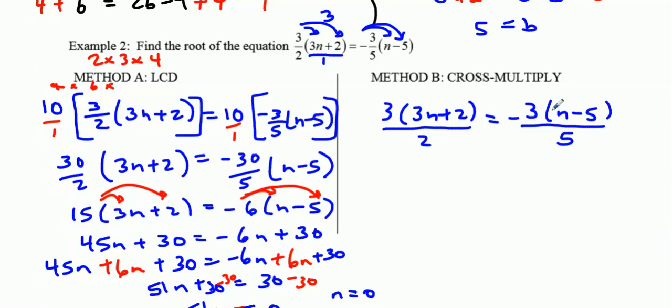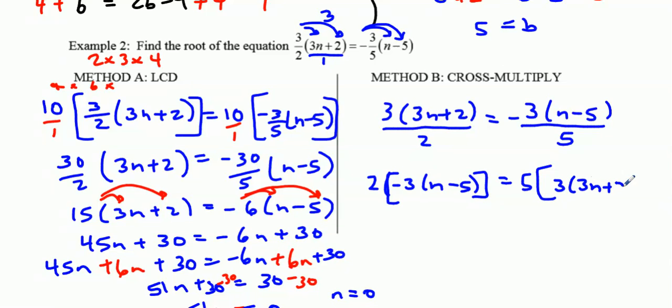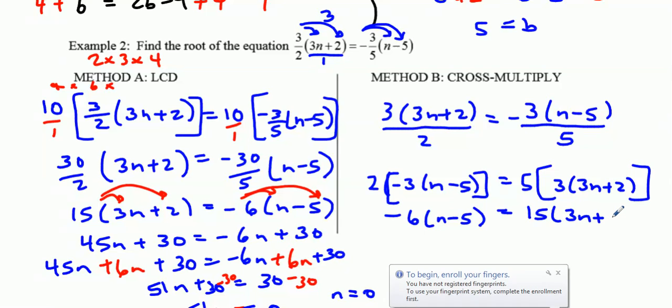So I'm going to multiply 2 times this. So this is 2 times negative 3 and minus 5. I guess I really should have square brackets then. And this is 5 square bracket 3 times 3n plus 2. Now remember, I don't distribute that 2 all the way through. If there's a number here, that's what's getting distributed through, and I just have to multiply the 2 by the negative 3. So this is negative 6. And then n minus 5, and this is 15 times 3n plus 2.